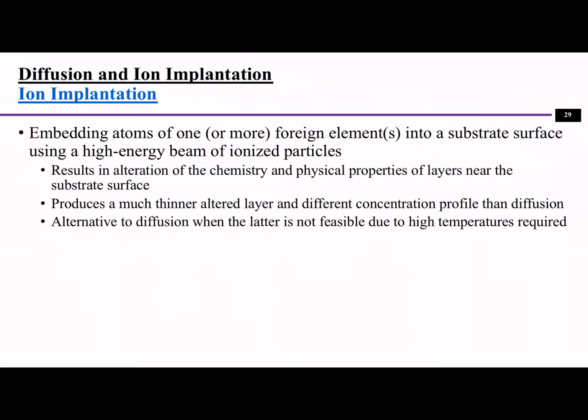So ion implantation is the process of embedding the atoms of one foreign element, or sometimes more than one, into the substrate surface using a high energy beam of ionized particles. This usually results in alteration of the chemistry and the physical properties of the layer near the substrate surface. It produces a much thinner altered layer and a different concentration profile than diffusion.